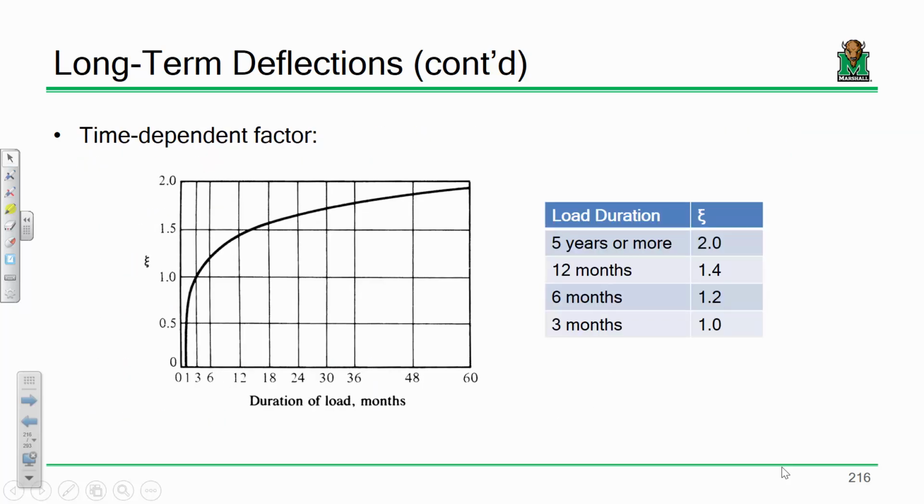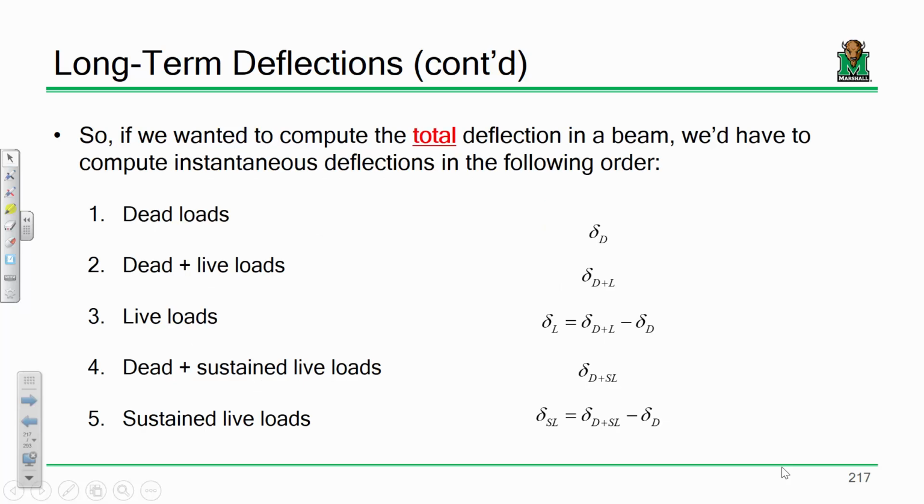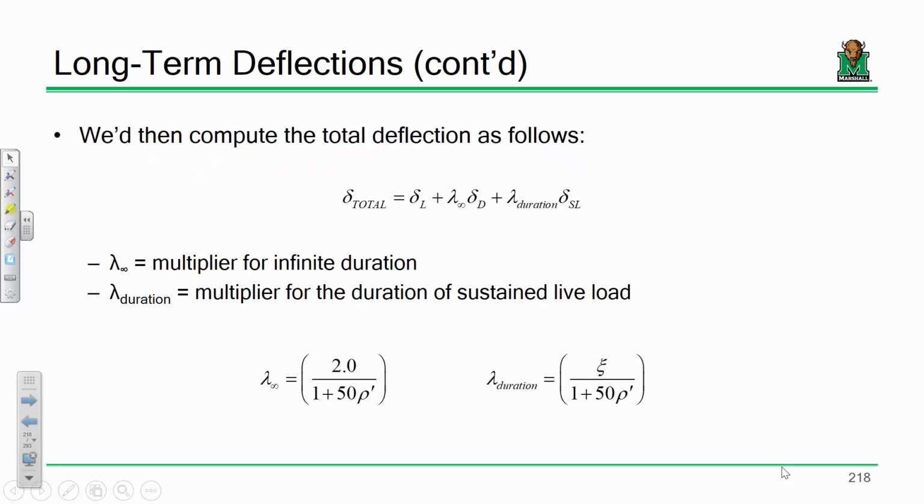Everybody good? So really, in a deflection problem, what you're going to have to compute are really 5 deflections. You're going to have to compute a dead load deflection, a dead plus the live, and then from those 2, we just take the difference, right? But then you're going to have to compute a third one, a dead plus sustained live load. Then from that, compute a sustained live load deflection. So when it's all said and done, you really only care about 3: the dead load, the live load, and the sustained live load, because to get the total deflection, you're going to do this.